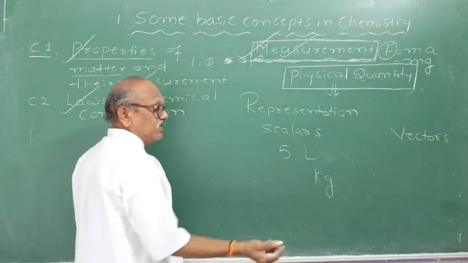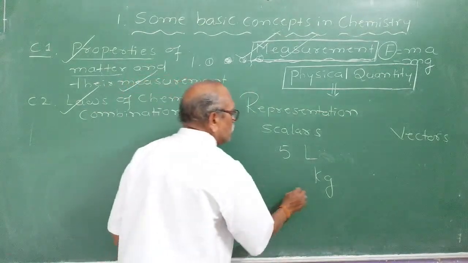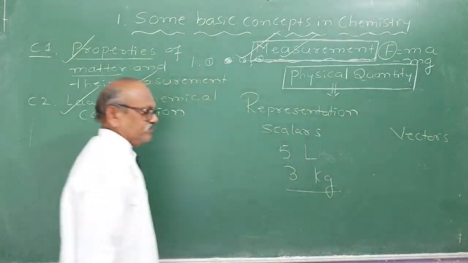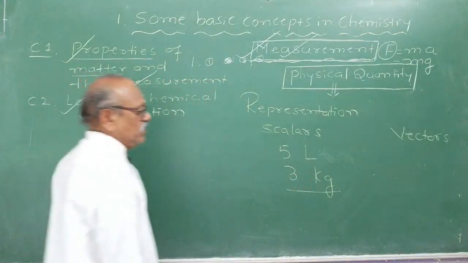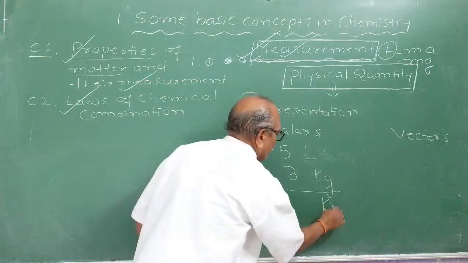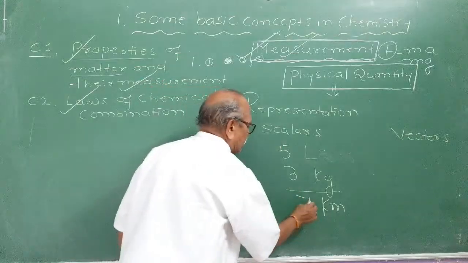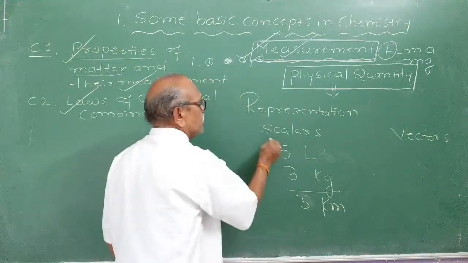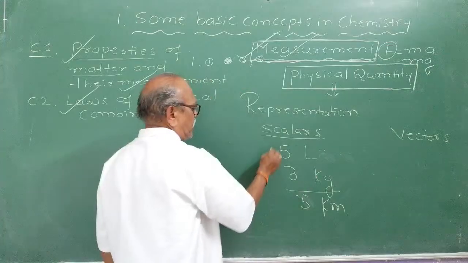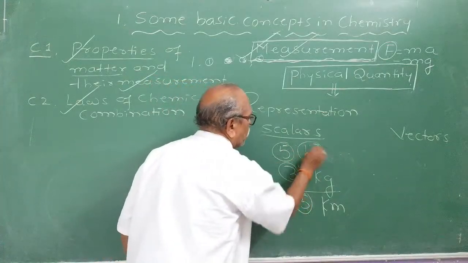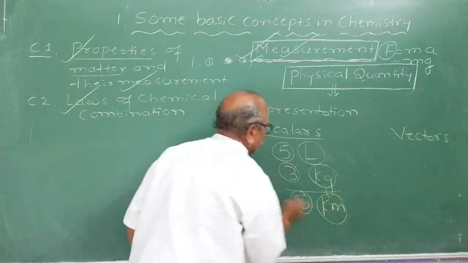If you ask the grocery shopkeeper, he will ask you how many kg, and you say 3 kg. What is the distance of your school? If you say it is some kilometers, how many kilometers? Then you say 7 kilometers, 5 kilometers. Generally, scalars are represented by a real number followed by a proper unit, right?